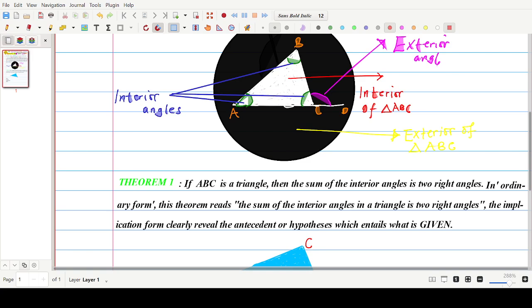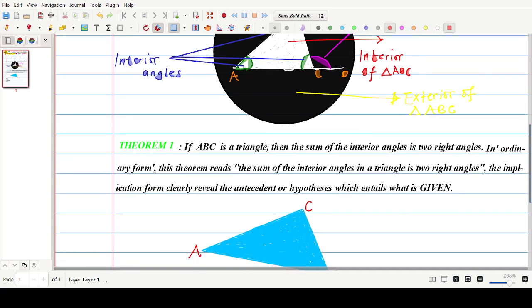Now this theorem given in implication form can also be rendered in ordinary form as follows. Instead of seeing it in the if and then format, you may see it in this other way. In some mathematical literature, you will see it as the sum of the interior angles in a triangle is two right angles. So we all say it like that. All right, it's the same thing. This form is called the ordinary form. While the first form I gave here is the implication form. All right. So in this case, we shall be using the implication form because it's clearly defined what is given to us in the problem.